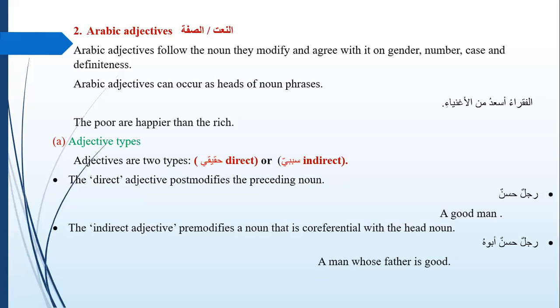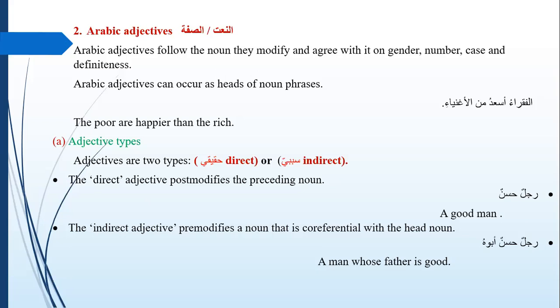رجل حسن. لاحظ هنا حسن هذه direct adjective لمين؟ للرجل، جاءت بعدها مباشرة. ولاحظ الترجمة a good man. We didn't say a man good. Alright? لو واحد بده يترجم حرفيا word by word بده يقول a man good. This is incorrect. Because you have to follow the structure of the target language. So the first type is what? Direct.